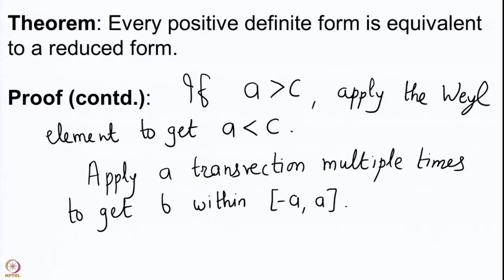Remember, application of the transvection would change B to B plus or minus 2A. So, if your B was negative, then you can add multiples of 2A to get it towards minus A. If B was very large, you can subtract a suitable multiple of 2A to get it between minus A and A. Applying a transvection will have no change on A. You have made A smaller already, but it may have a change on C.